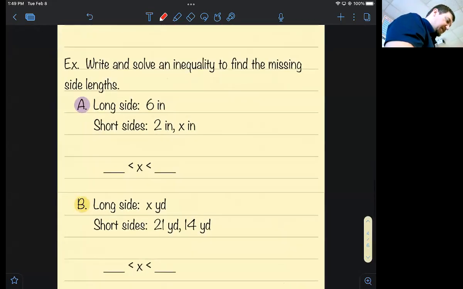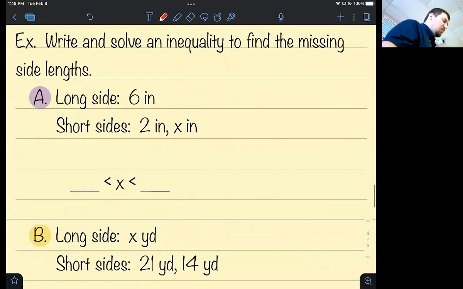Okay, all right. So let's go. These are fun. Write and solve an inequality to find the missing side length. So now I'm going to tell you what the long side is. I'm going to give you one of the short sides, and you tell me what lengths would work for the missing short side. So I know that the two short sides, which are 2 and x, have to add up to be greater than 6.